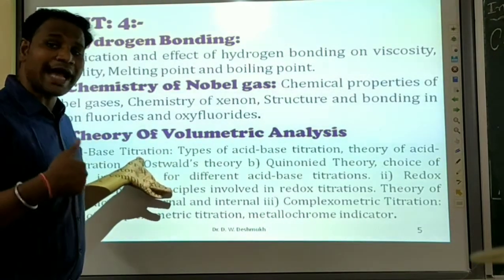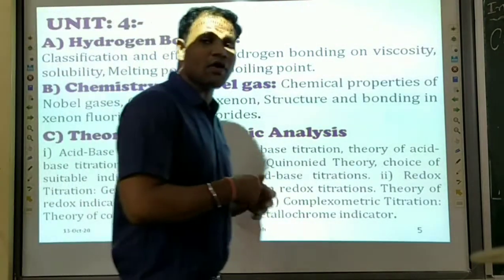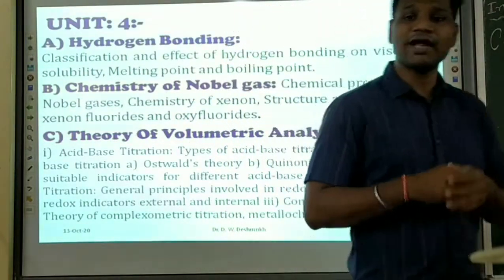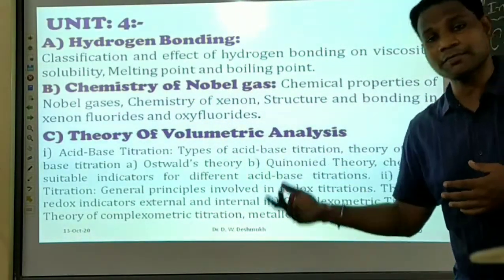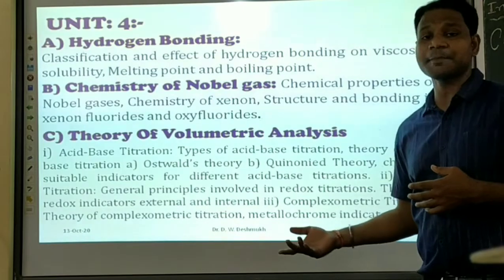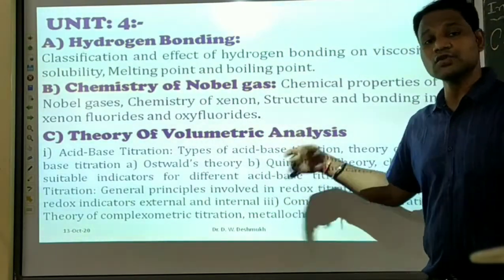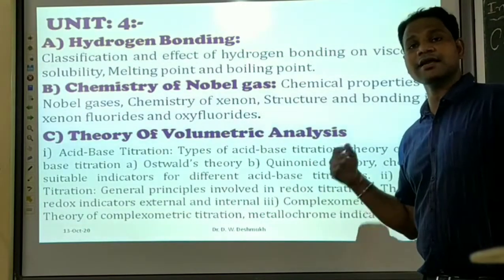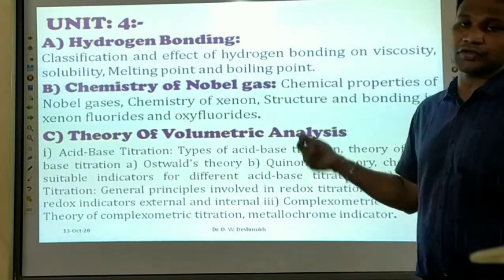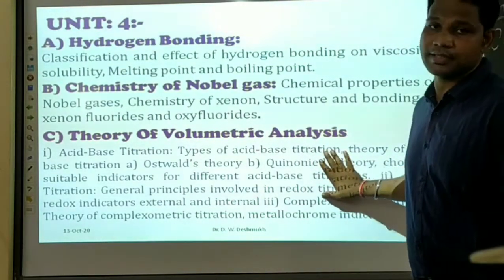First part is acid-base titration. It is also called as neutralization titration, where acid reacts with base in the presence of any indicator like phenolphthalein. That reaction neutralizes, hence it is called as a neutralization reaction. Then there are two theories, Ostwald theory and Inorganic theory, that we are going to discuss in this part.